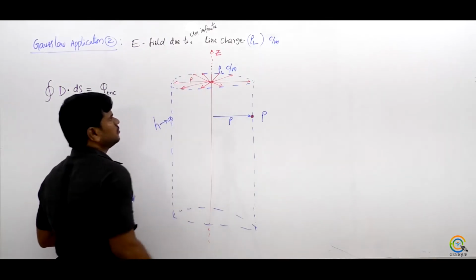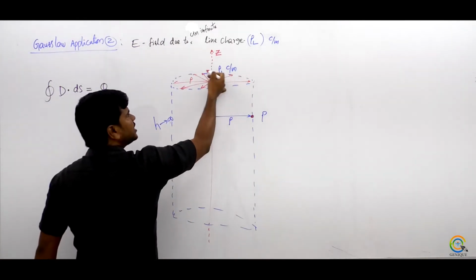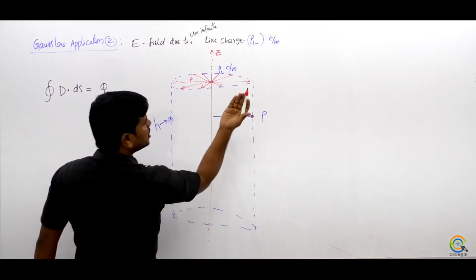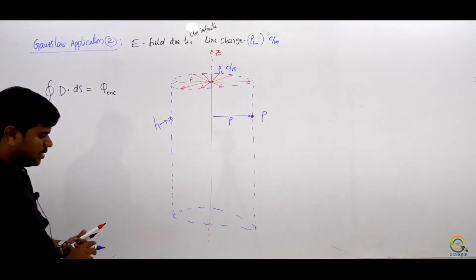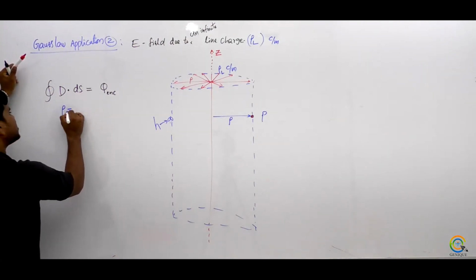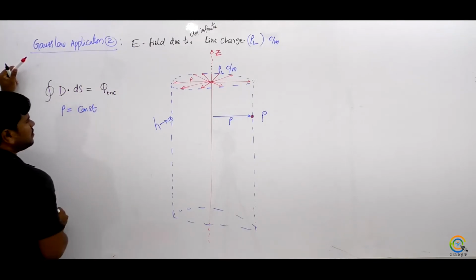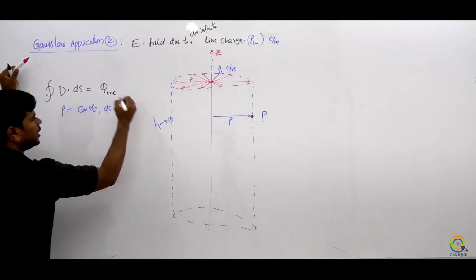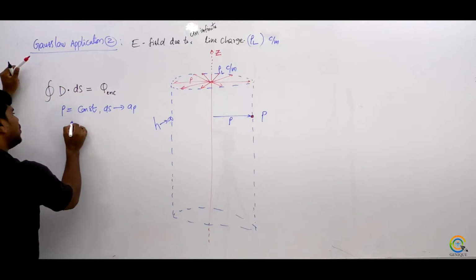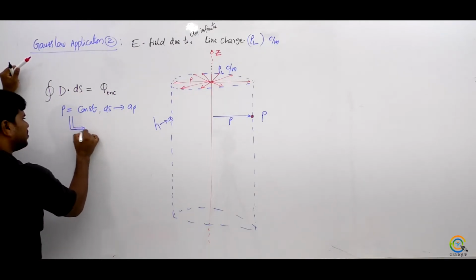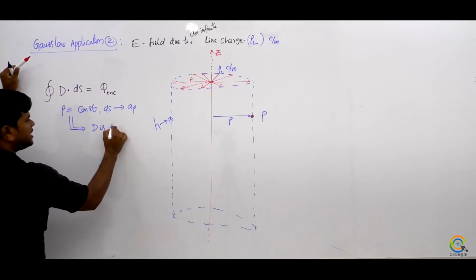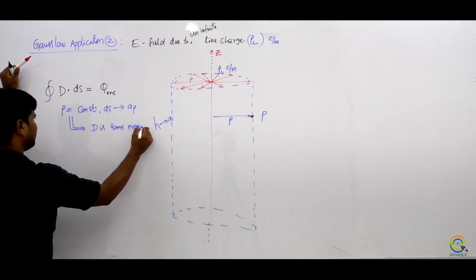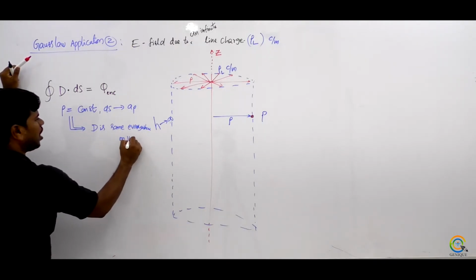All are rho. Because it is equidistant from the axis, on this surface you will be getting the same strength. The D is the same everywhere. The rho is constant. Rho is constant means what? The dS will be in the direction of the arrow. Rho is constant means D is also constant everywhere on the cylinder.